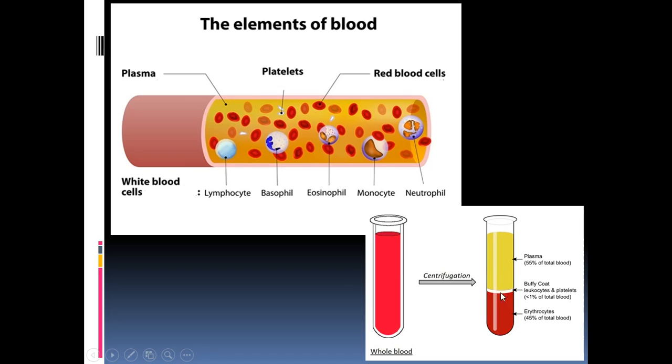And then you have one thin layer in the middle, that would be the layer containing the white blood cells and platelets, and usually it will be less than 1% of the total blood. And the layer at the bottom would be the layer for the RBC, and it takes up about 45% of the total blood. So that would be the components inside the blood: blood plasma, red blood cells, white blood cells, and platelets.